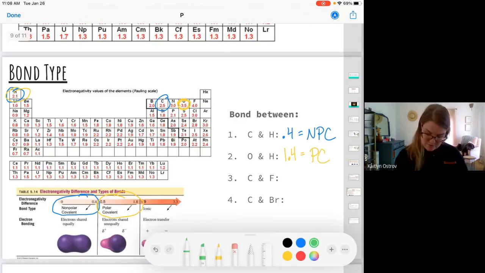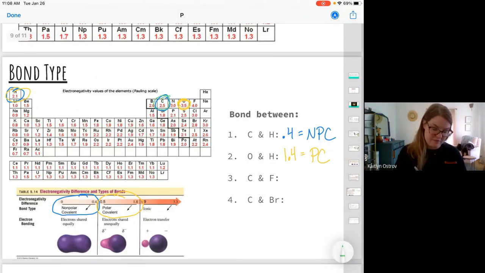Let's try another one. So we've got carbon and fluorine. Carbon we already worked with, but it's over here. Fluorine is right here. So if we're going 2.5 and 4, just subtract the difference. So 4 minus 2.5 is going to give us 1.5. That still falls under the polar covalent range. Remember, polar covalent is 0.5 to 1.8.